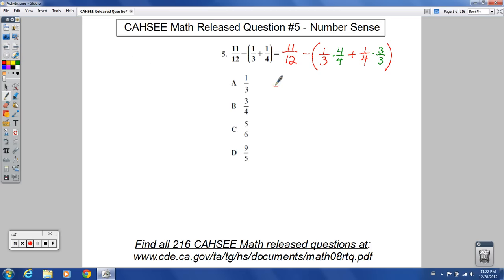Okay, so this equals now 11/12 minus, and then this would be, when we multiply fractions, multiplication of fractions is real easy. Just multiply the tops together and multiply the bottoms together. And so what's 1 times 4? That's 4. What's 3 times 4? That's 12. 1 times 3? That's 3. 4 times 3? That's 12.